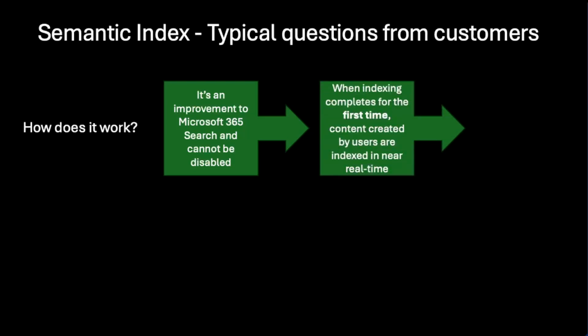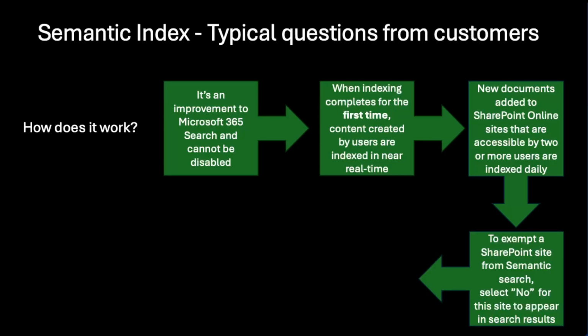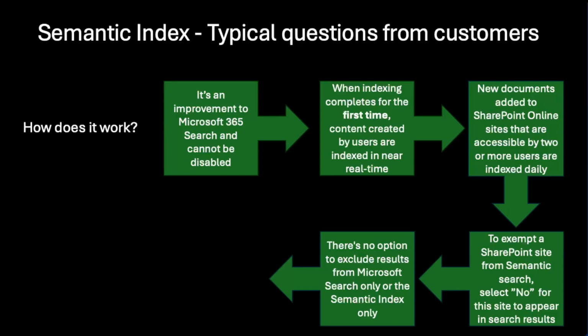Now, when indexing completes for the first time, any content that the user has indexed is captured real time. However, if you have a document and you have not shared it out, and then you share it out to more people, that index usually is done sometime that day. So to exempt a SharePoint site from semantic search, you do it the exact same way as you would do M365 search. Under the configurations, you just select no for this site to appear in search results. Now there's no option to exclude results from Microsoft Search only or Semantic Index only.